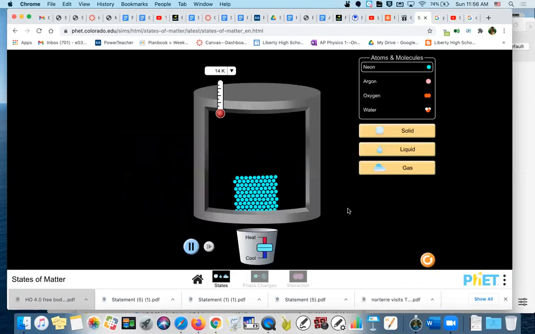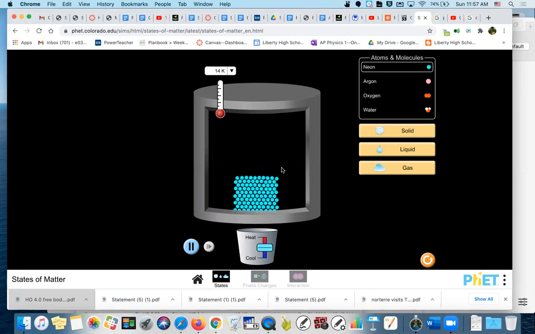I just want to talk through a little bit of viewing things at the particle level. If you look closely here, this is supposed to represent solid neon. Notice my temperature, 14 Kelvin. It's actually really cold. If you wanted to take neon gas and turn it into a solid, you'd have to make it really cold.